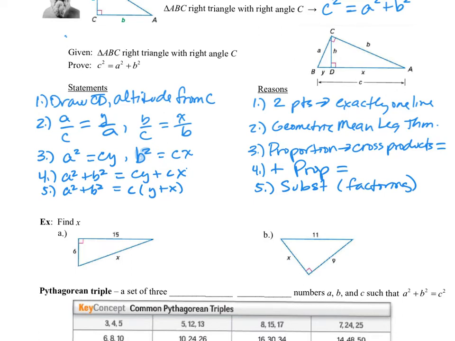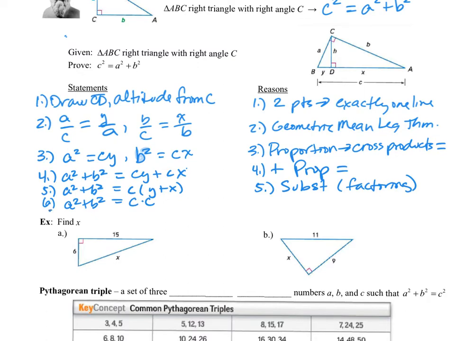And then if you look at the diagram, y plus x can be replaced with c. From our diagram, we can see that c and y plus x are the same thing. So I'm going to rewrite step 6, but where I see that y plus x, I'm going to take it out and replace it with what it's equal to, which is c. All right, so we're going to say that a squared plus b squared equals c times c, or in other words, c squared. So now to finish this proof off, I'm going to do a couple of things.